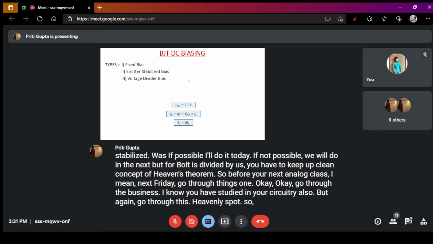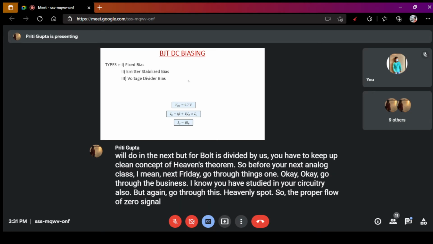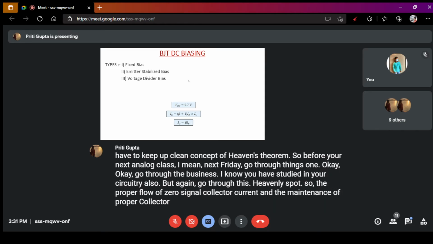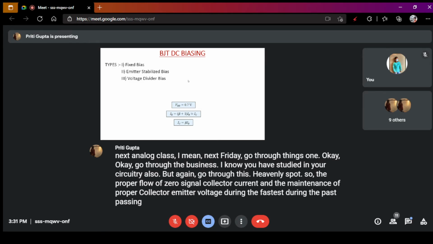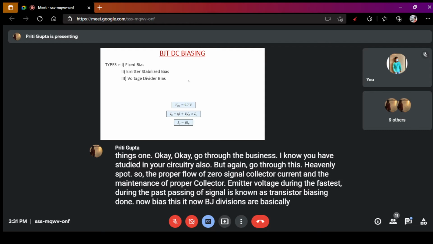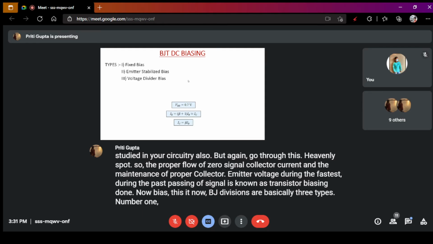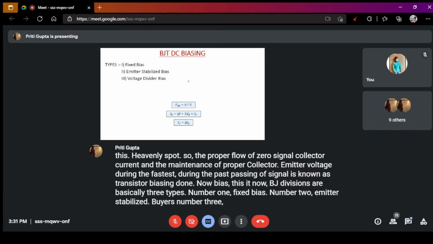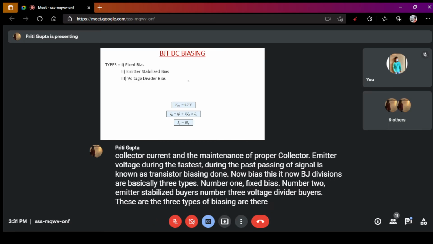So the proper flow of zero signal collector current and the maintenance of proper collector emitter voltage during the passing of signal is known as transistor biasing. Now BJT biasings are basically three types. Number one, fixed bias. Number two, emitter stabilized bias. Number three, voltage divider bias. These are the three types of biasing in your syllabus.